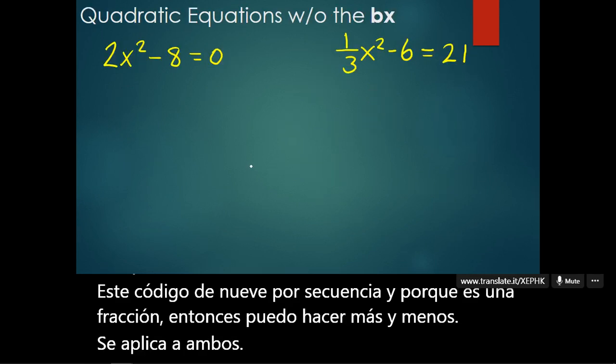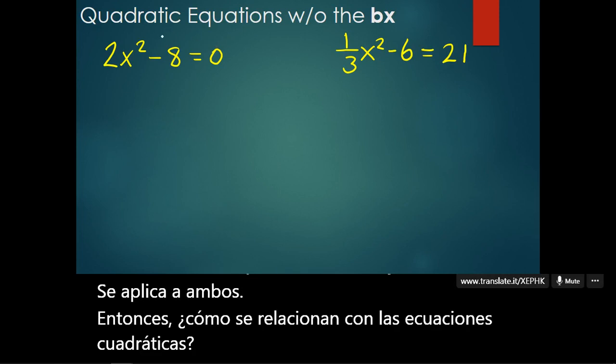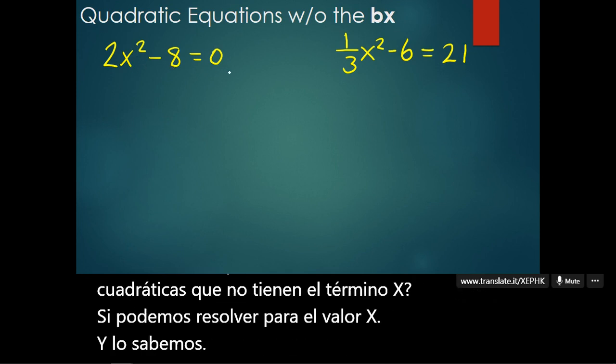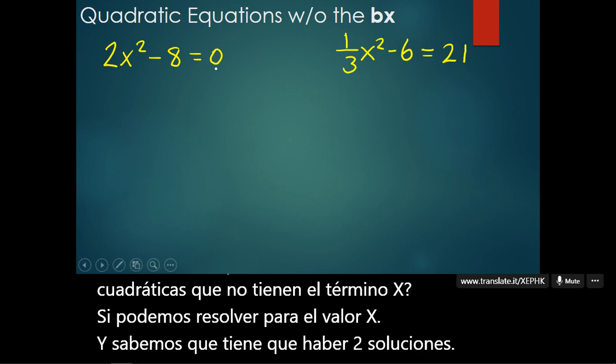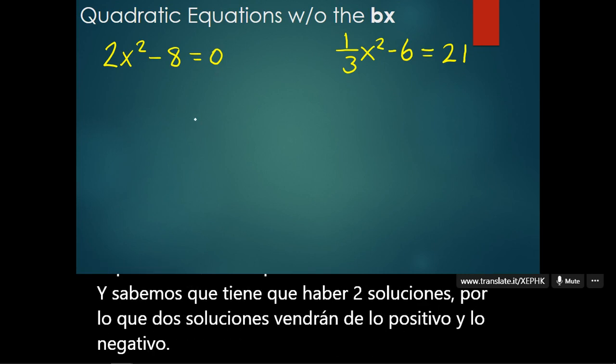So how are these related to quadratic equations? Well, we can solve quadratic equations that don't have a bx term if we can solve for the x value. And we know that there has to be two solutions, so two solutions will come from the positive and the negative once we take the square root.